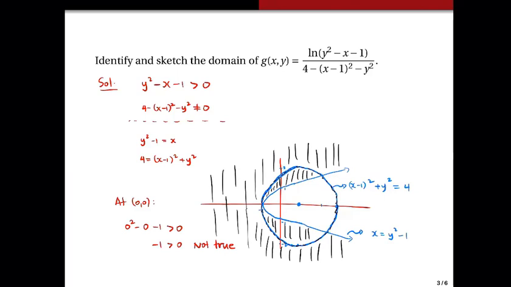So formally, let us write again the domain of G. Domain of G, this is the set of all points (x, y) in R2 such that x is less than y squared minus 1, and (x minus 1) quantity squared plus y squared is not equal to 4. So this is the domain of our function G.